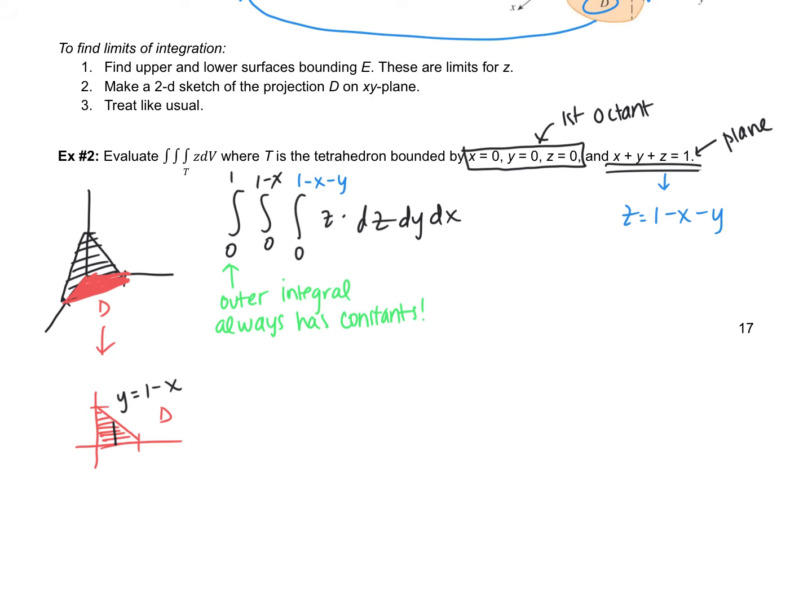Okay, so what I really wanted us to do was just set this one up. If you want to solve it, go for it. Just pause the video and practice yourself. I will let you know the answer ends up being 1/24. Okay, so that was the first type of solid. There's two more we're going to take a look at, and then we'll take a look at a few more examples.